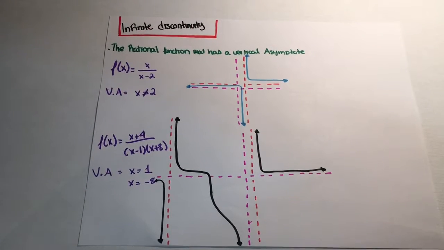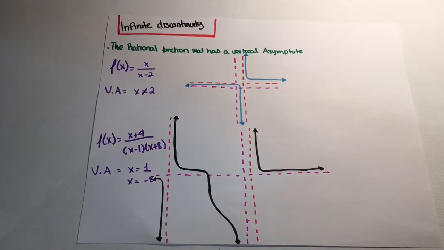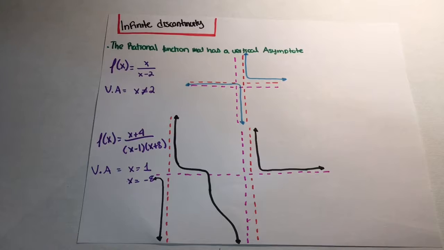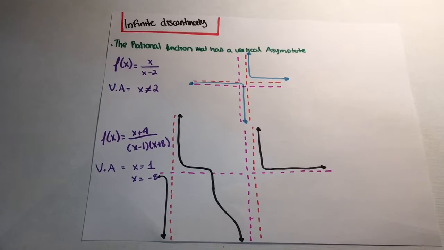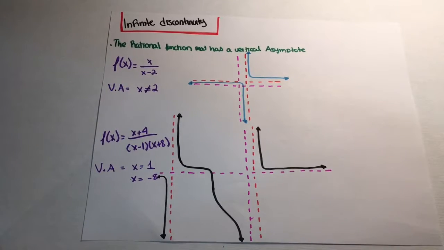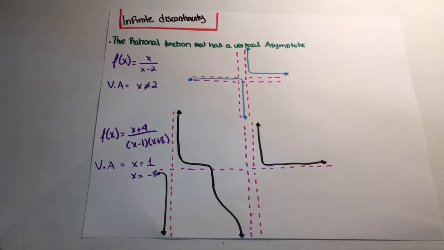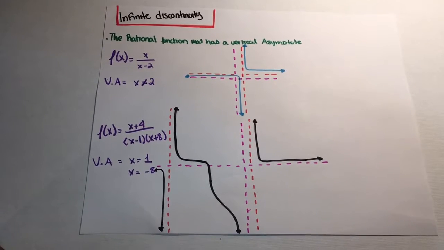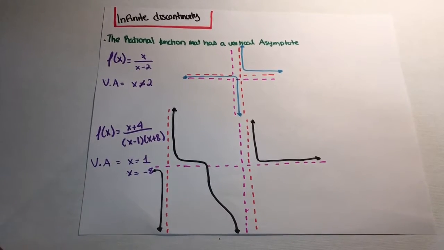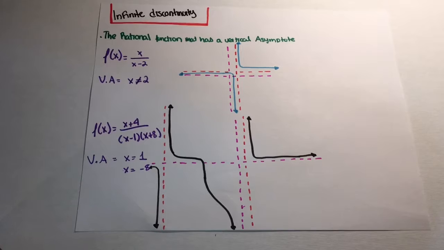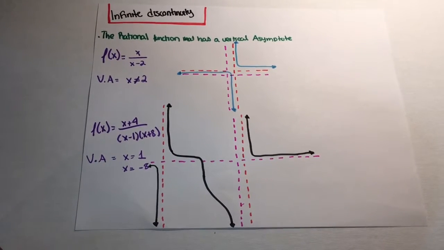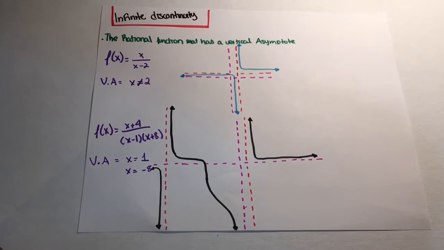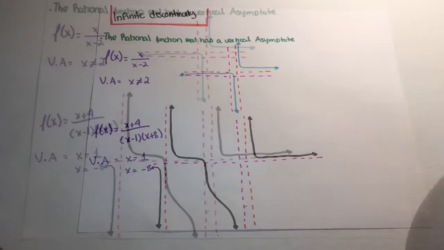Infinite discontinuity: the rational function that has a vertical asymptote. f of x equals x divided by x minus 2 has a vertical asymptote at x equals 2, because the function is not defined at x equals 2. And if we look at the graph, it will approach very close to x equals 2, but will never cross or touch x equals 2.